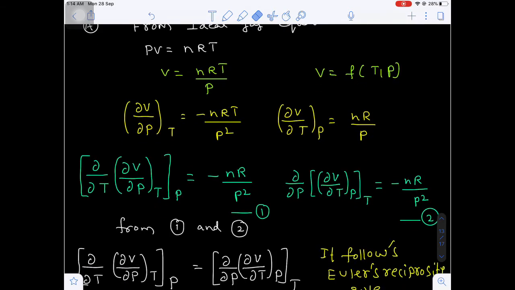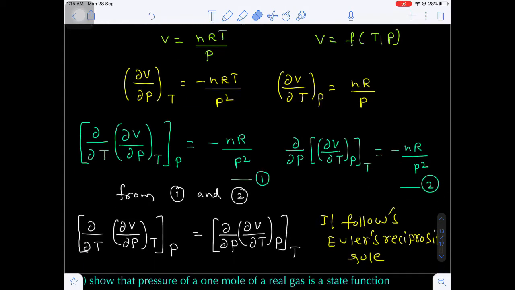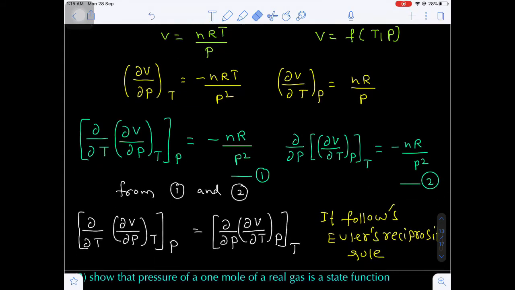Now with respect to P, I already differentiated V. Now I am differentiating with respect to T, keeping pressure constant. That is the second differentiation, d by dT of dou V by dou P at constant temperature, at constant pressure. Now this is differentiated with respect to temperature, so minus nR by P square is constant. With respect to temperature, dou T by dou T will be equal to 1, so I am not writing 1 here.